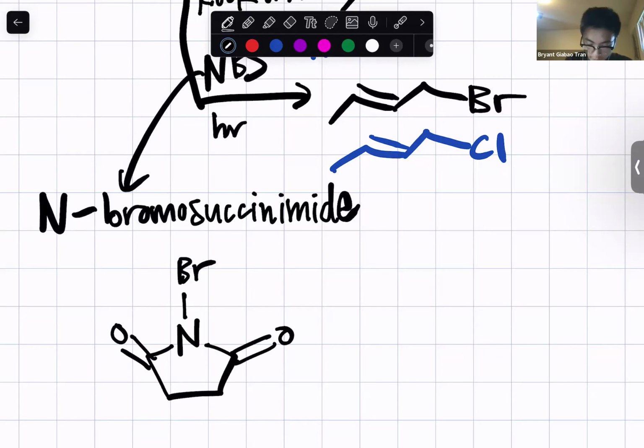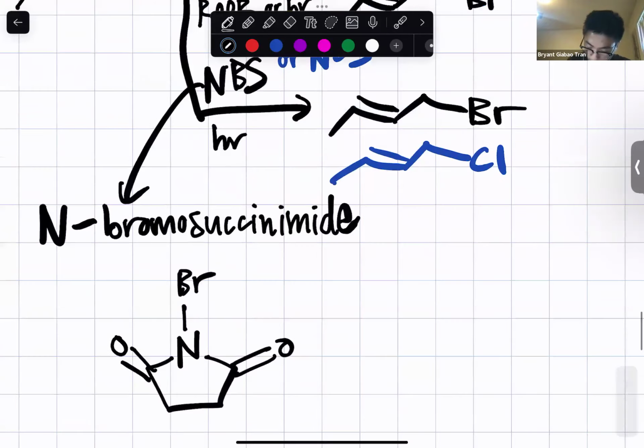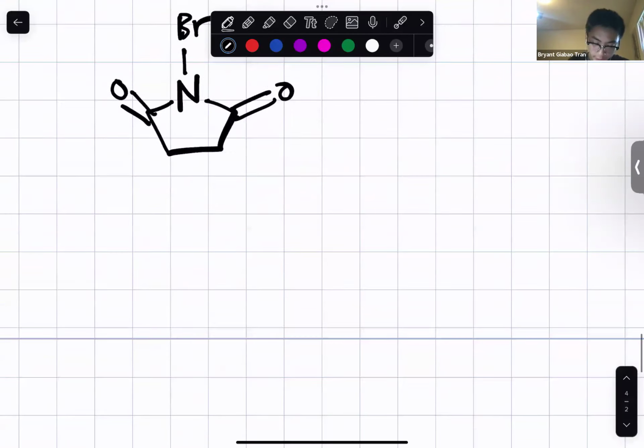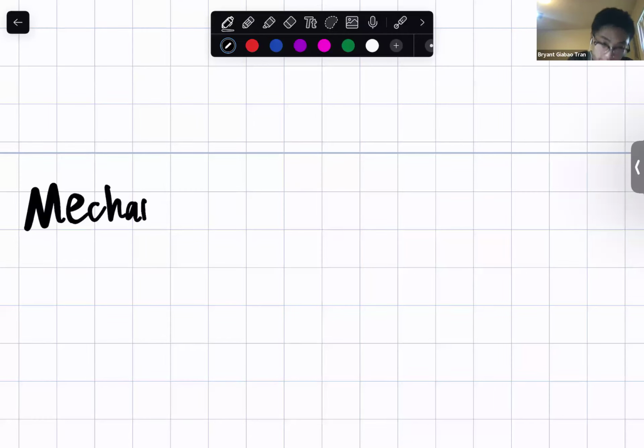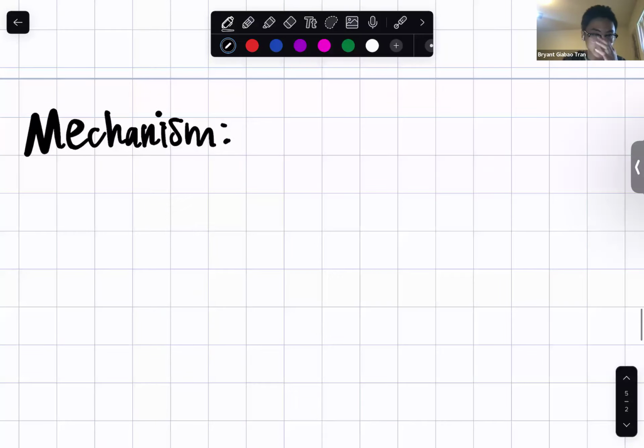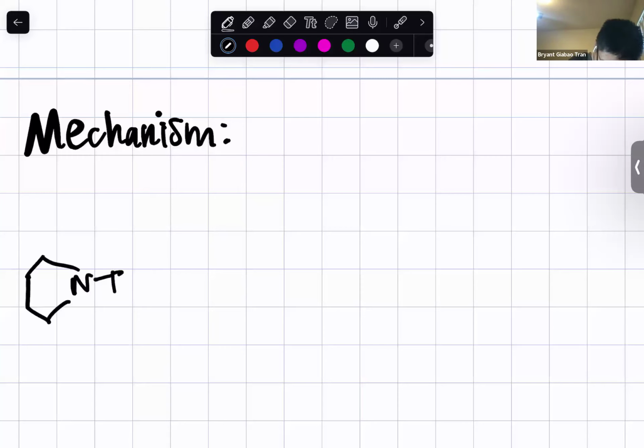Okay, let's see. I think Pascal didn't go over this reaction yet, so I'm not sure if you need to know the mechanism, but let's just go over it just in case. The mechanism of this reaction that adds the bromine to the allylic position with NBS is this right here. Let's draw out the NBS here.